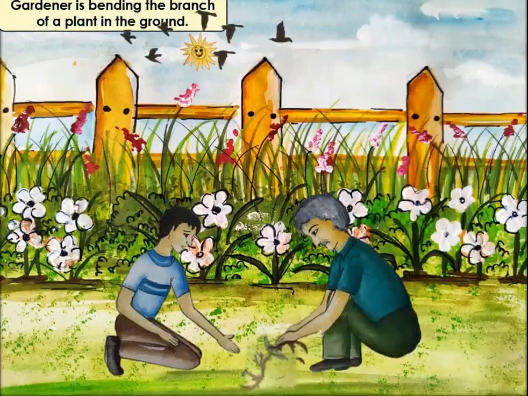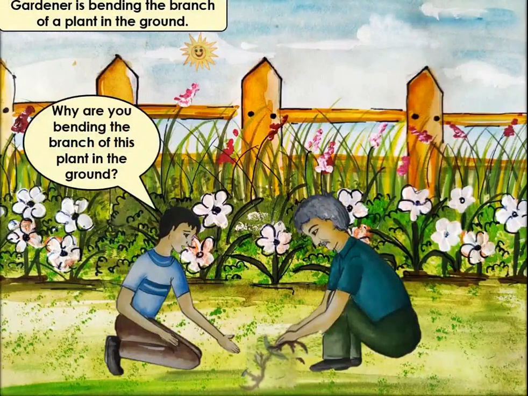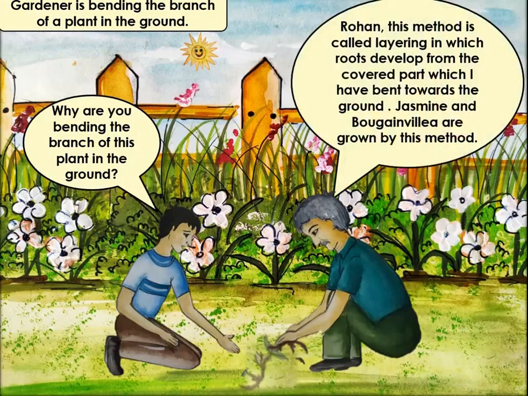The gardener is bending the branch of a plant in the ground. Malikaka, why are you bending the branch of this plant in the ground? Rohan, this method is called layering, in which roots develop from the covered part, which I have bent towards the ground. Jasmine and bougainvillea are grown by this method.